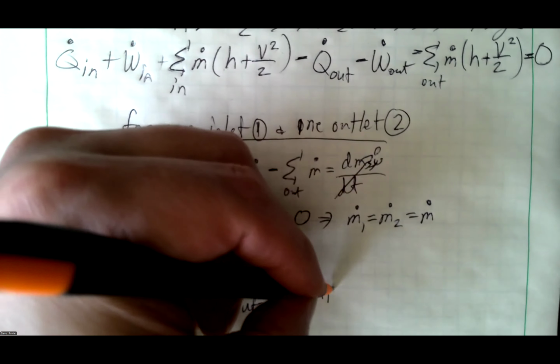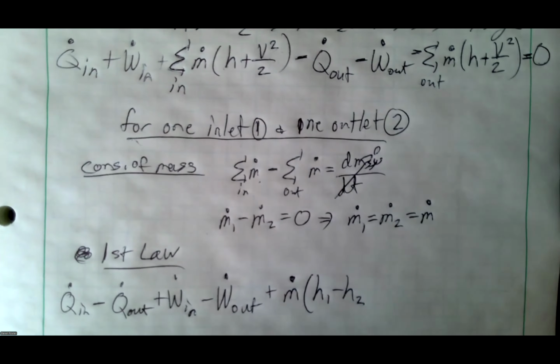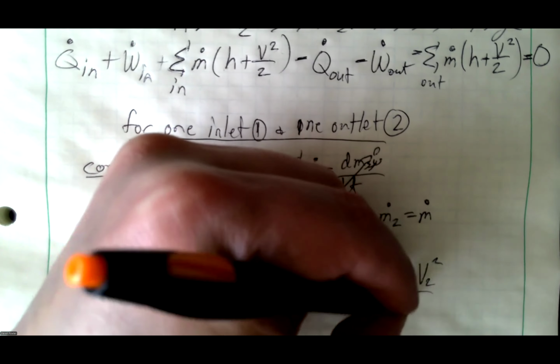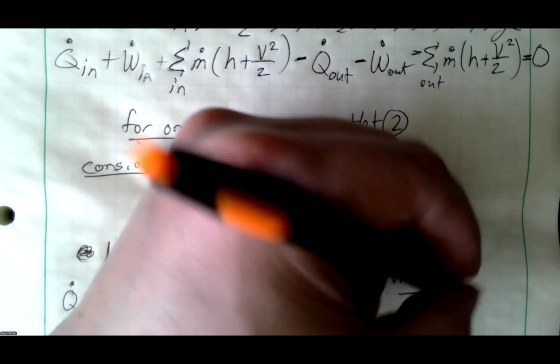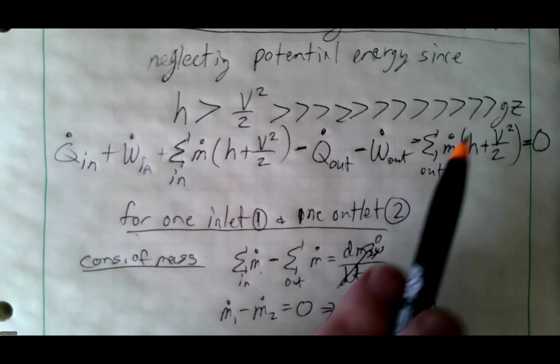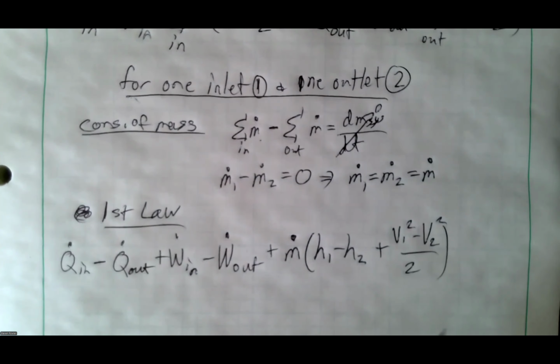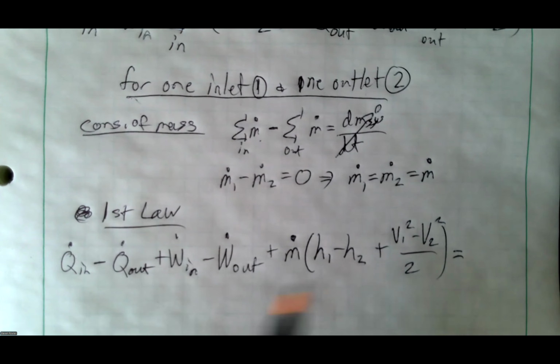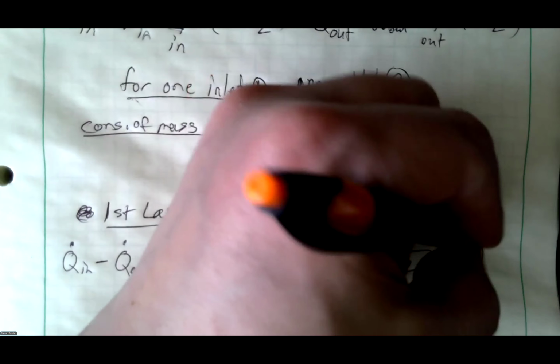So this is going to be h1 minus h2 plus V1 squared minus V2 squared, both over 2. You could add the g delta z in here, or g(z1 minus z2) in here if you really like. But again, we're assuming that gz is negligible. So that's adding all the energies in, subtracting all the energies out, and setting that equal to 0.